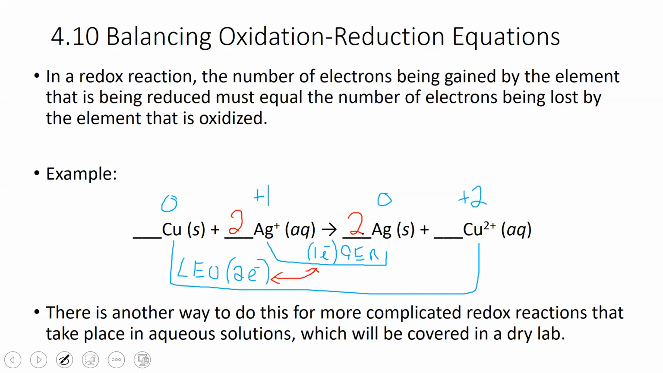Okay. Now, we'll talk a little bit more about this for some more complicated reactions in the future by doing what's called the half reaction method. And that's something that you'll need more when you do electrochemistry in a Chem 102 course.